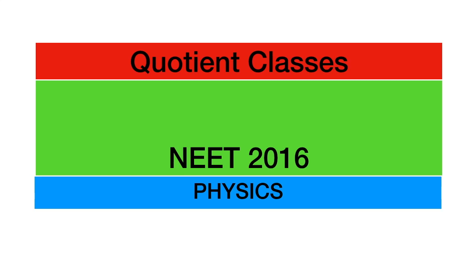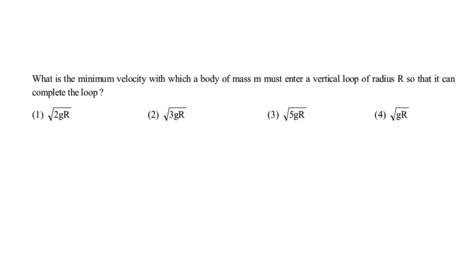Hello friends, today we are going to discuss a physics question from NEET 2016. The question states: what is the minimum velocity with which a body of mass m must enter a vertical loop of radius r so that it can complete the loop? What is given is a vertical loop, and we have been asked the minimum velocity with which a body of mass m should enter the loop.